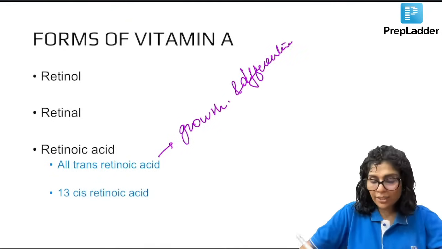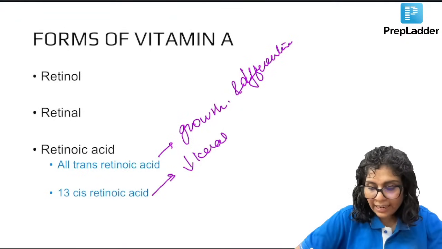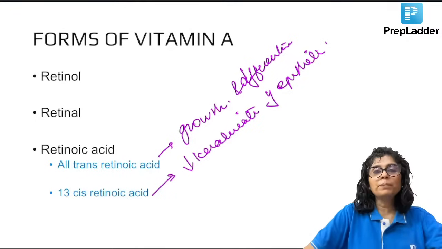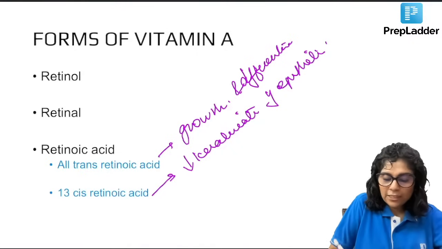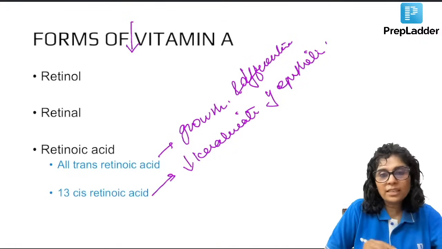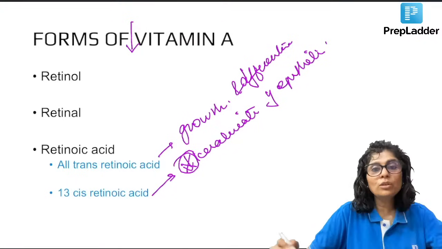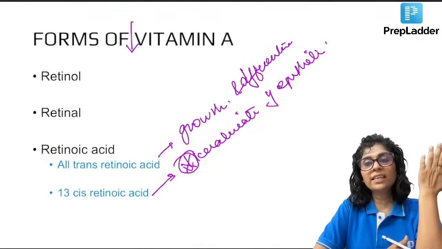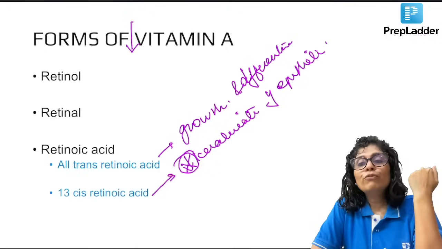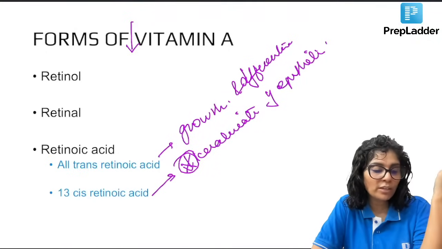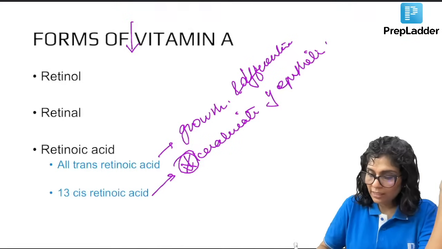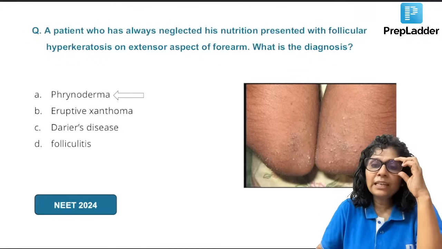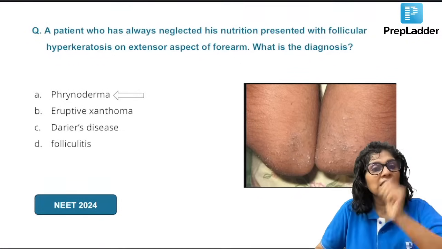Whereas 13-cis retinoic acid helps in suppressing keratinization of epithelium. Do you understand this? That is why in vitamin A deficiency, there is no suppression of keratinization of epithelium. Everywhere there is keratinization. When there is keratinization of the skin, that causes toad skin or follicular hyperkeratosis or phrynoderma. So that is about this question. Phrynoderma is caused by vitamin A deficiency, specifically which form of vitamin A? It is 13-cis retinoic acid.